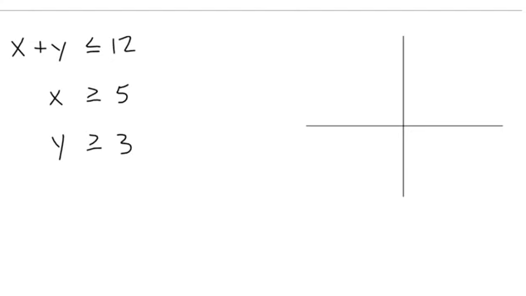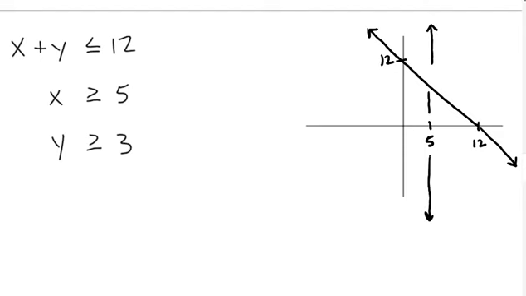All right, the last one I'm going to graph is going to be x plus y is less than or equal to 12, which is the type of thing that has intercepts at 12 and 12. And it's going to be solid because it's less than or equal to. x is greater than or equal to 5, so I'm going to label 5. And we're interested in where it's greater than or equal to, so that's all of these points to the right of that line. And then y is greater than or equal to 3.